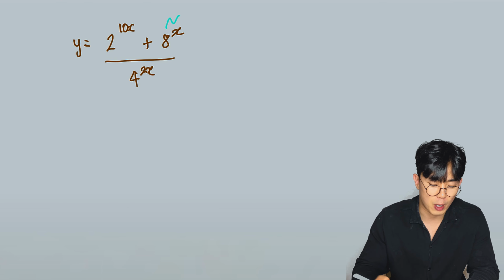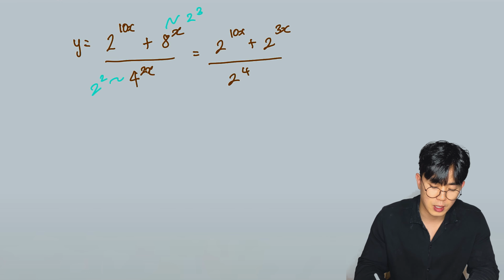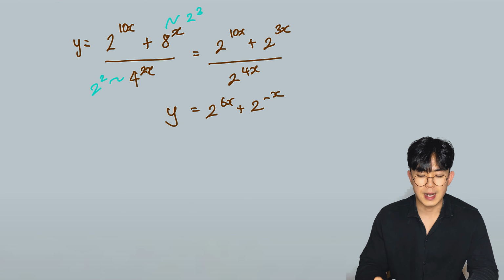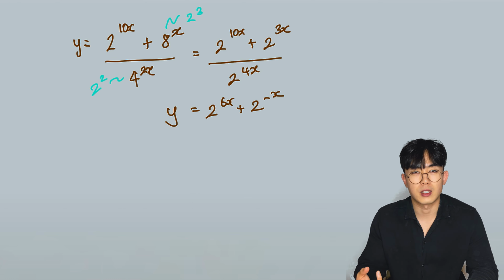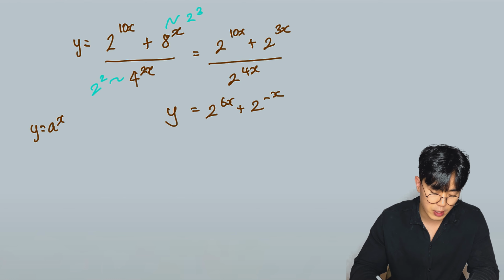So ideally, I want to make them the same base, as we know that 2 cubed is 8 and 2 squared is 4. So just using the indices rules, I can say that this is equal to 2 to the 10x plus 2 to the 3x, over 2 to the 4x, which once again reduces to 2 to the 6x plus 2 to the negative x, like this. Now we've written it in this form, it's more recognizable, right? And so we can differentiate it because we've learned how to differentiate y is a to the x as well, okay?